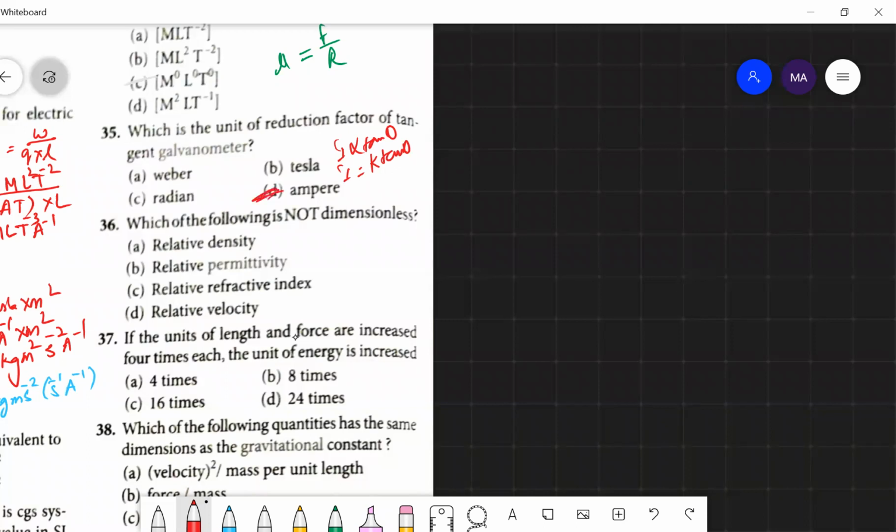Ampere. Very, very good question, because I should be equal to K tan theta, and you know that in units and dimensions, trigonometric functions, exponentials, and constants have no dimensions. That means I must be equal to K. So K has the dimensions of current. Current is measured in amperes.